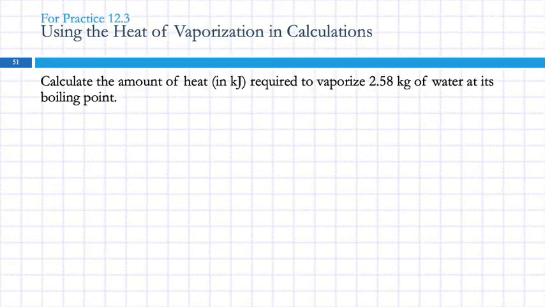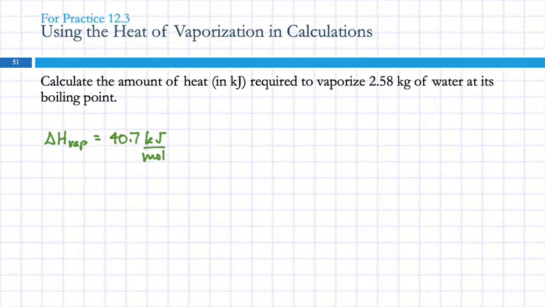Let's do a problem. Calculate the amount of heat in kilojoules required to vaporize 2.58 kilograms of water at its boiling point. So this is called using the heat of vaporization in calculations. So guess what? We need the heat of vaporization of water. So I'm going to write that down before I forget. It's 40.7 kilojoules per mole. That's a conversion factor that we're going to need that they might not give you in a homework problem. You'll have to go look it up. You don't have to memorize that for an exam.